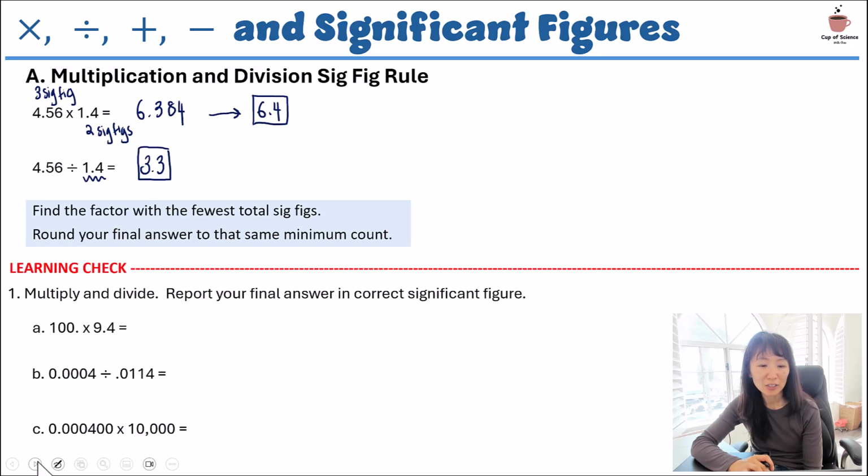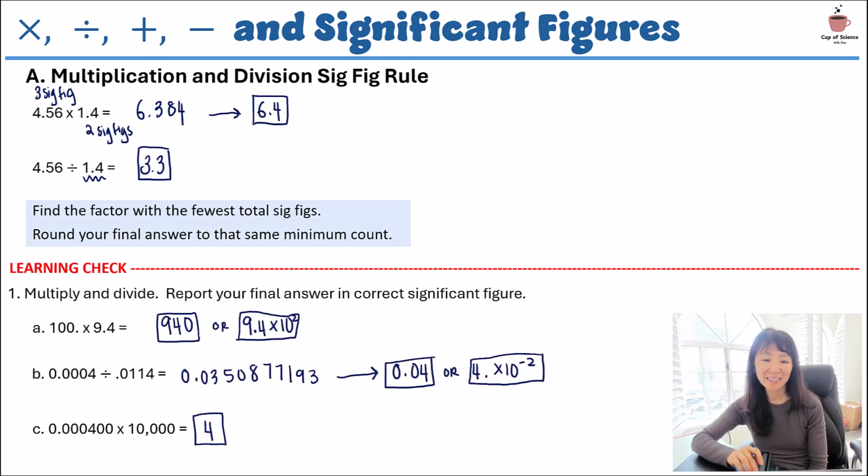Let's do a learning check. Go ahead and try multiplying and dividing and report your final answer in correct significant figures. Come back, calculate, and come back and check the key. And here is the key.